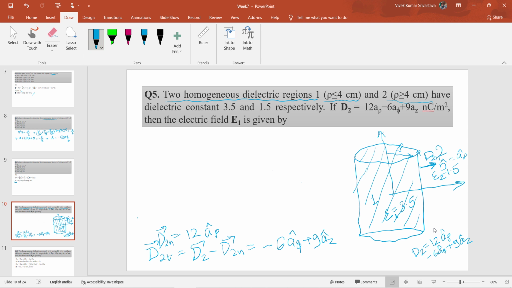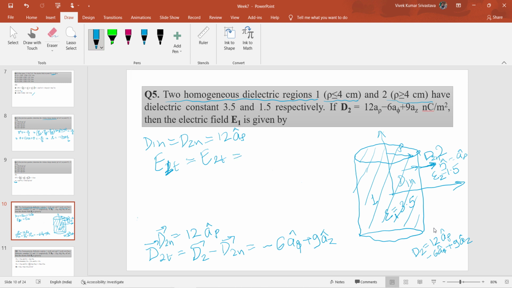Now in region 1, the normal component remains the same. So D1n will be equal to D2n, which is equal to 12 a_rho. Whereas for finding the tangential component of D inside this region, we will take the second expression, that is E1t is equal to E2t.